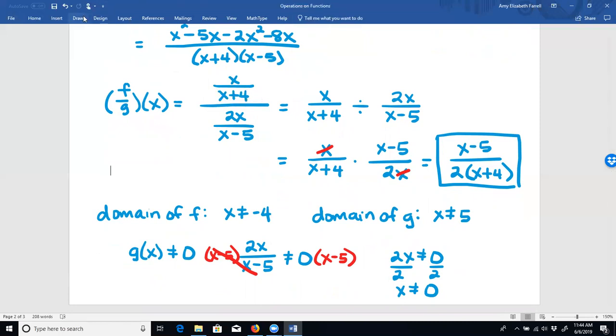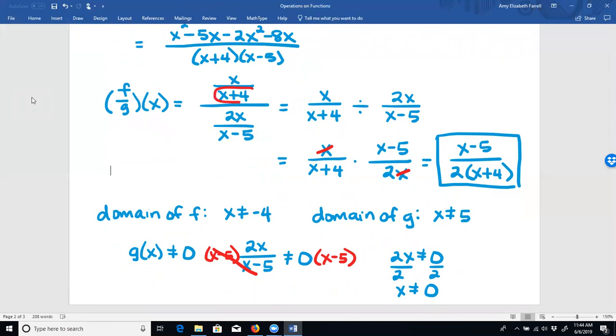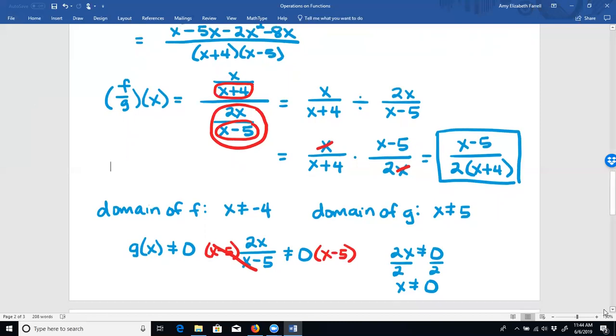But if you look back to the unsimplified answer, you could see why you don't want any denominator to be 0. So you have a denominator here, you have a denominator here, and you have a denominator here. So you don't want any of those 3 denominators to be 0. So that's why we have 3 numbers that we do not want x to be.